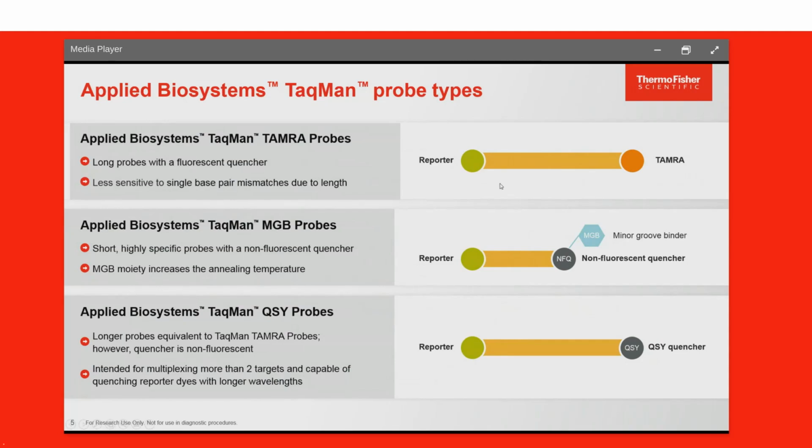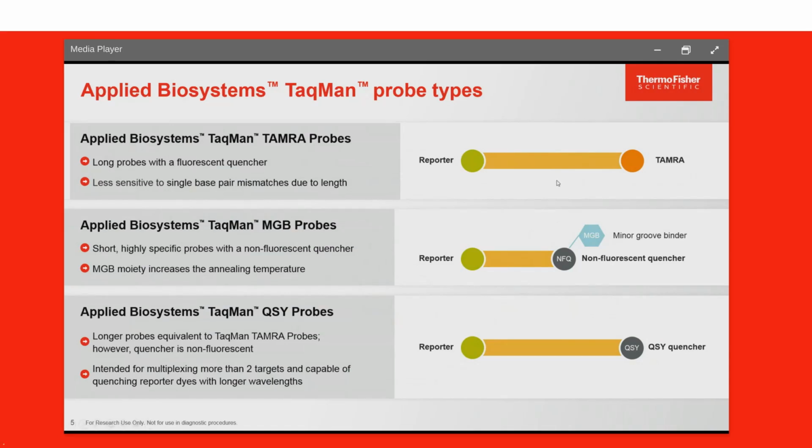As mentioned on the previous slide, it's important for the probe to have an annealing temperature 10 degrees higher than the primers. The most straightforward, most classical way of doing that would be to have the probe be longer than the primers. So these TAMRA probes were, generally speaking, long probes. There's a slight disadvantage to using long probes: they're just less specific, less discriminatory than shorter probes.